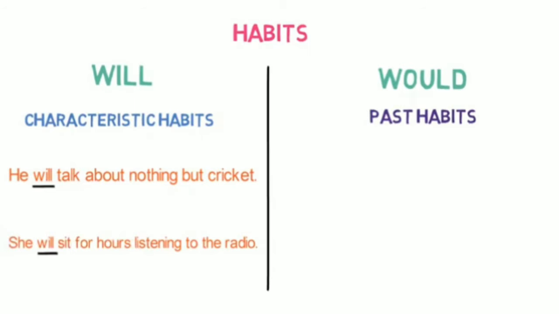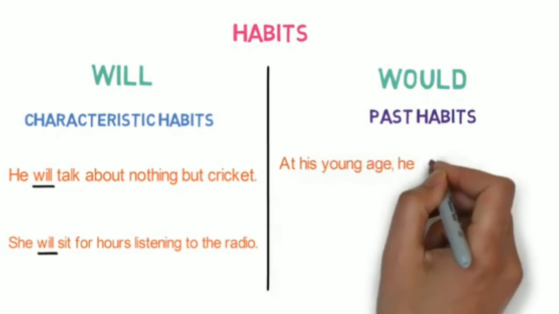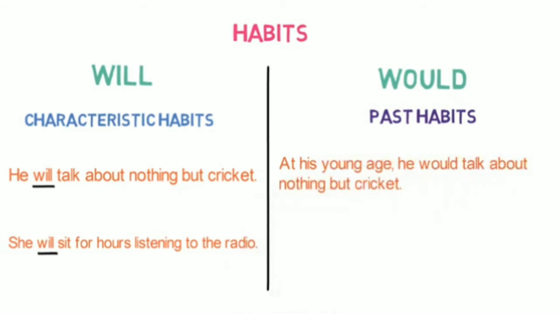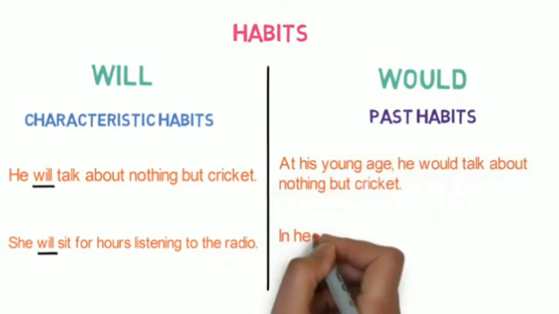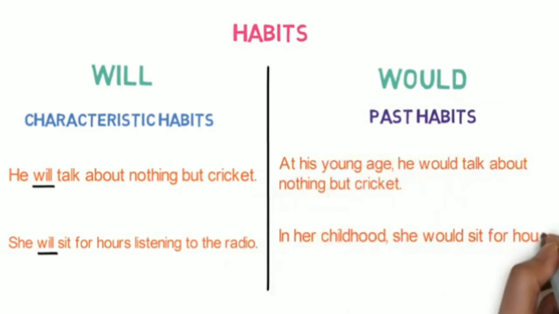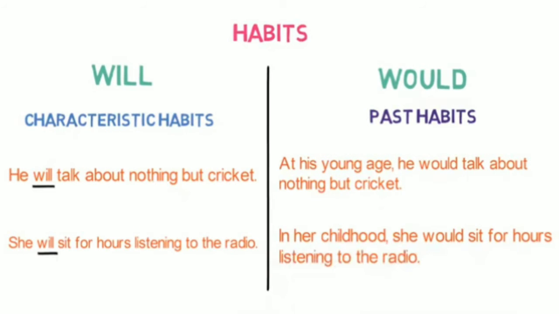Now let's look into an example of would. At his young age, he would talk about nothing but cricket. In her childhood, she would sit for hours listening to the radio. Here, would denotes a past habit.